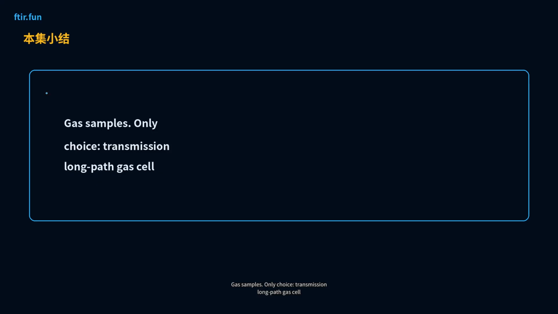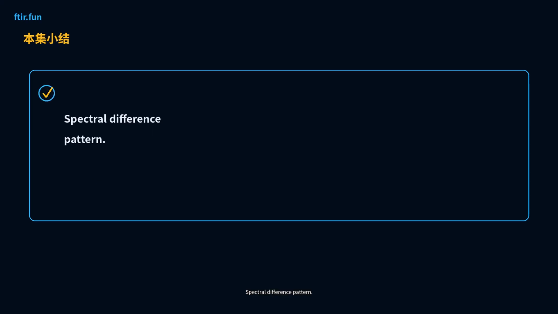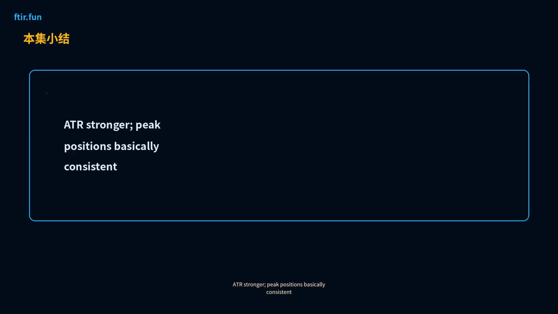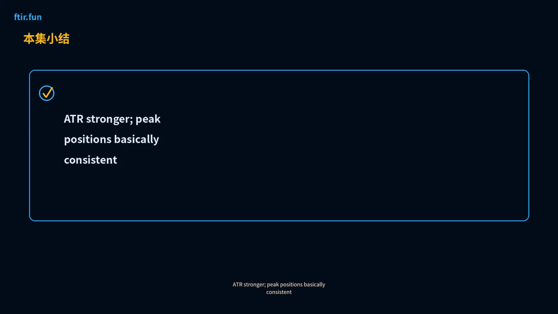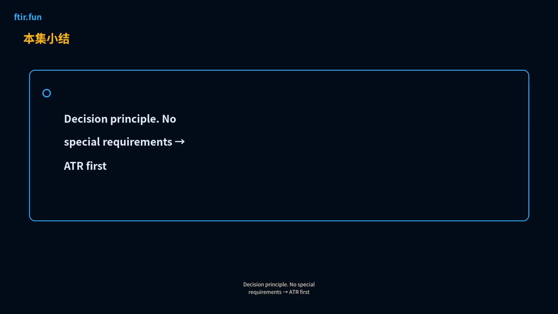Gas samples: transmission with a long-path gas cell is the only choice. Spectral difference pattern: at high wavenumber, ATR is weaker; at low wavenumber, the latter is stronger. Peak positions are basically consistent. Pharmacopoeia compliance: default KBr transmission; ATR is allowed but requires validation. Decision principle: no special requirements, ATR first.